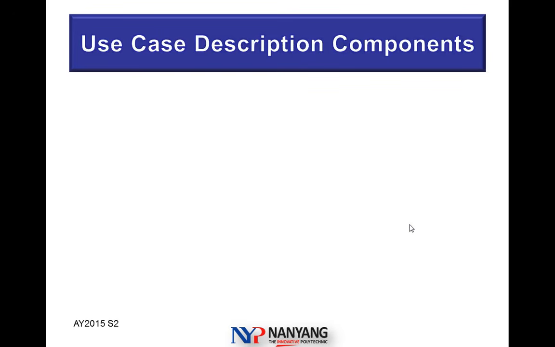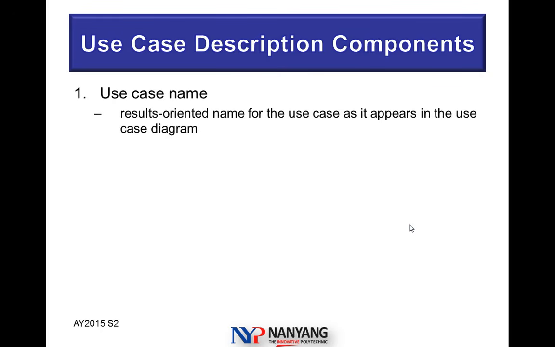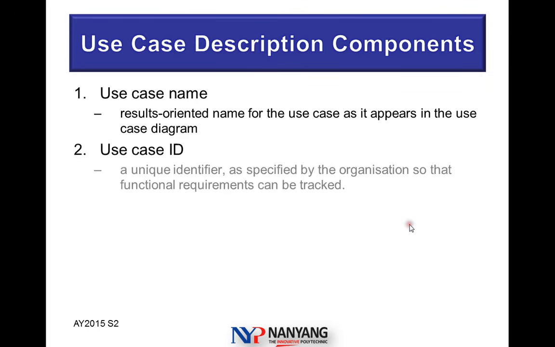So what goes into the use case description? Each use case description must have the use case name. This use case name is a result-oriented name for the use case as it appears in your use case diagram. You can include a use case ID. This use case ID is a unique identifier as specified by the organization so that functional requirements can be tracked.